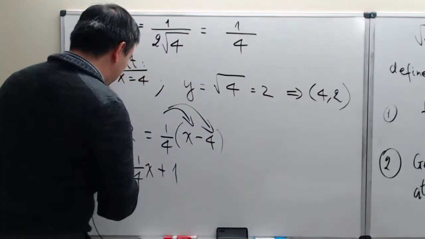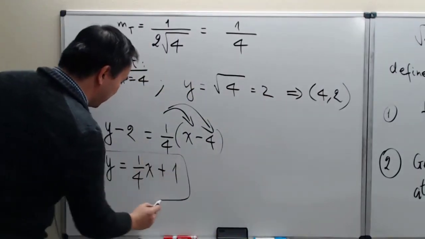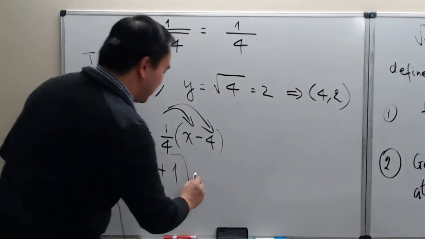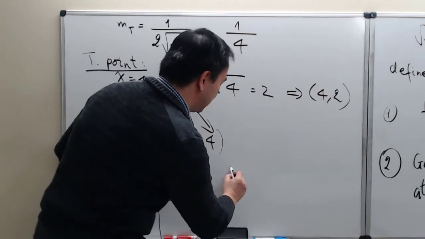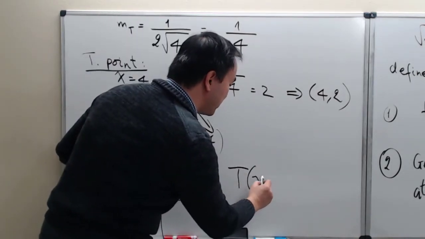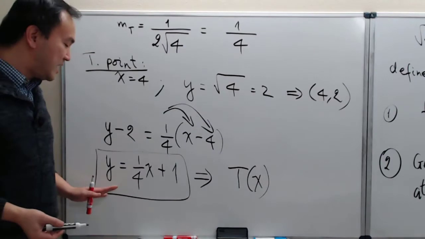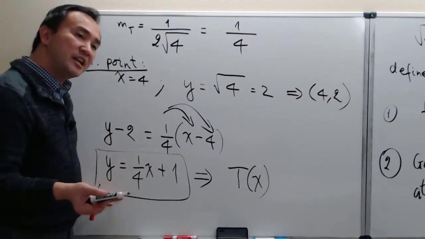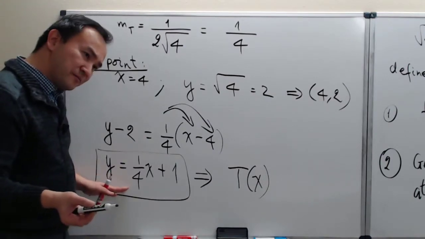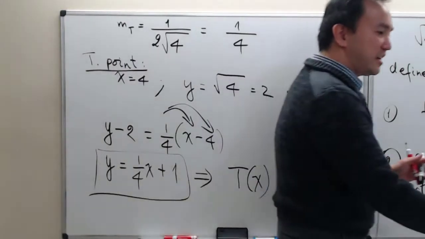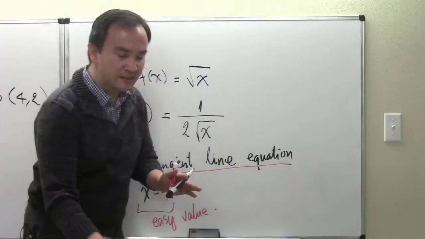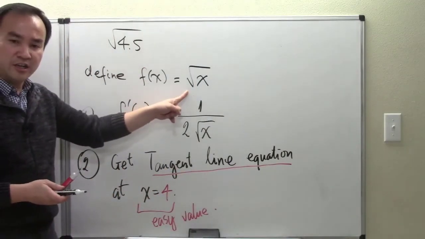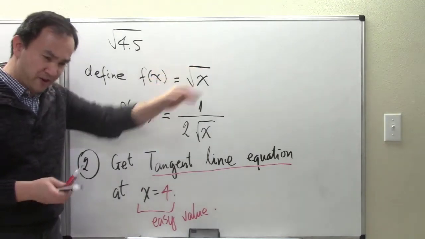This is the equation of the tangent line at the easy point. So the plan now is that I created a new function. The tangent line equation in the end is another linear function. Your actual function here is a non-linear function. It's some square root function.